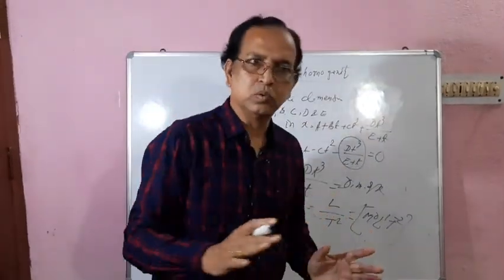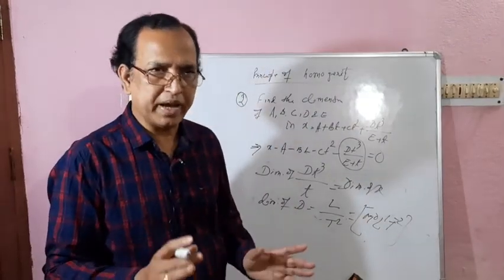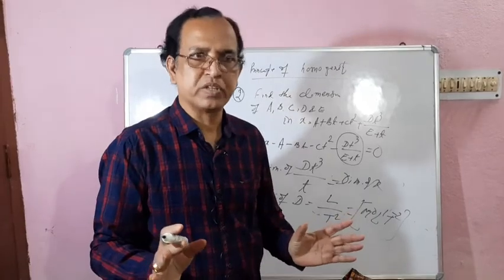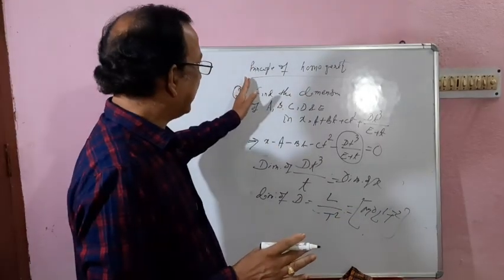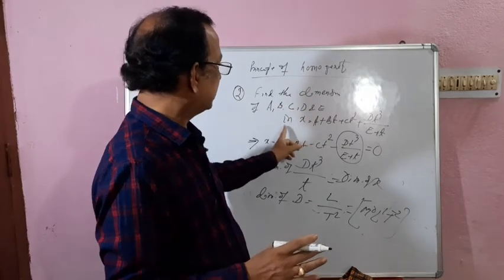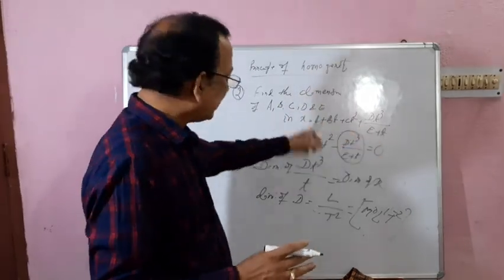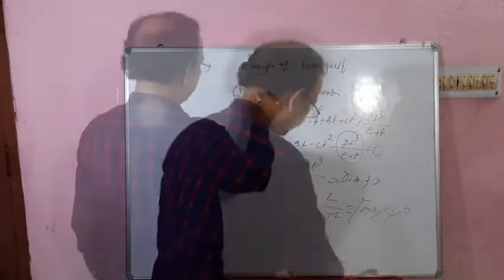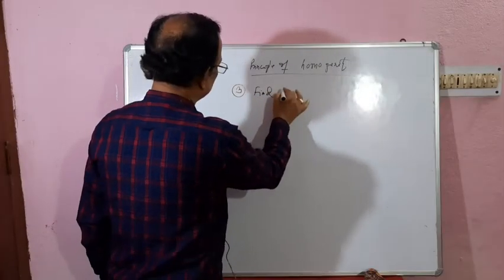So now we have confirmed the dimensions of A, B, C, D and E. We can find the dimensions of A, B, C, D, E in this equation with the help of the principle of homogeneity.